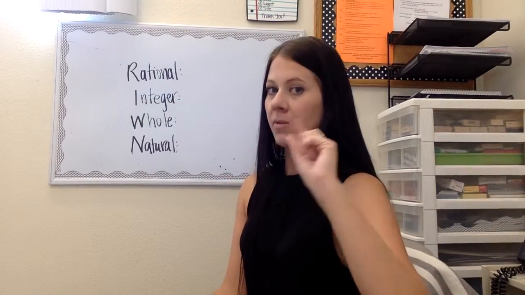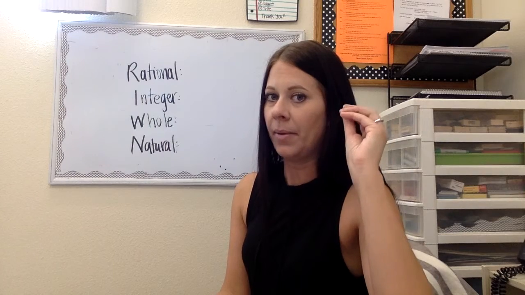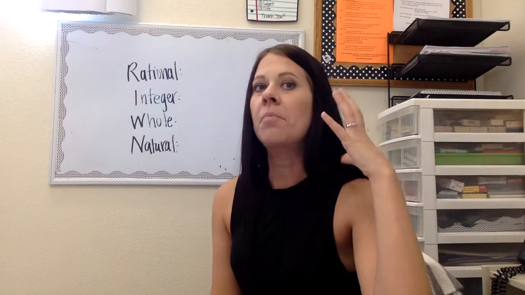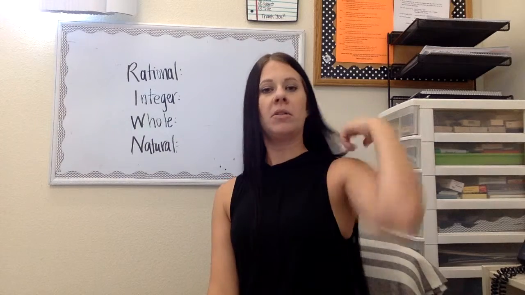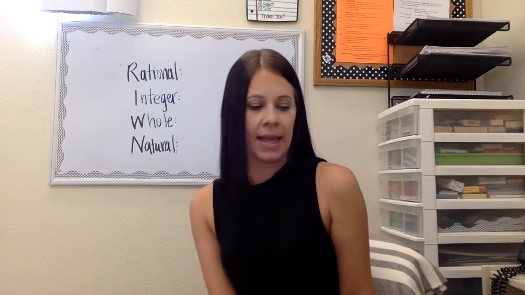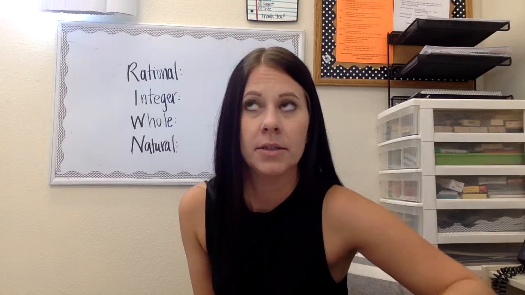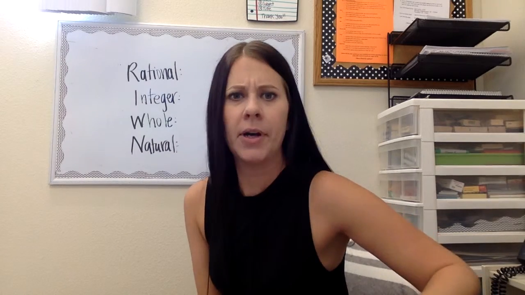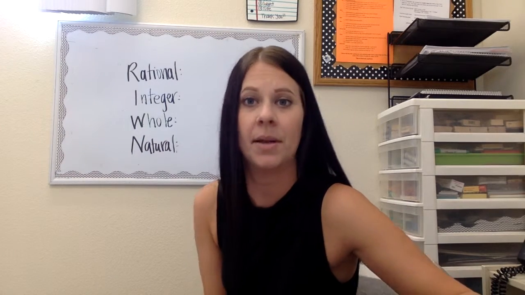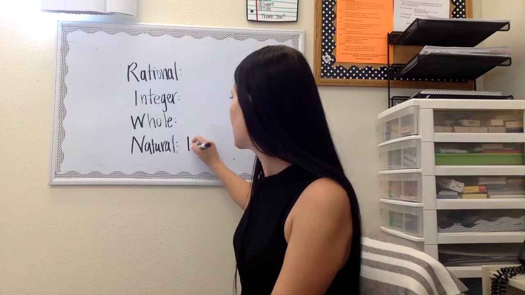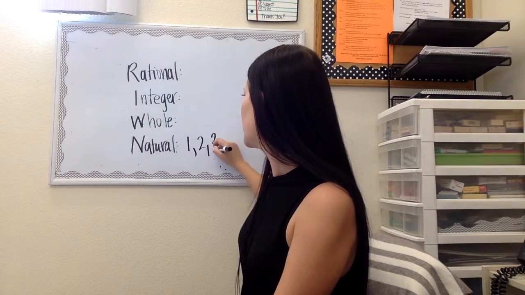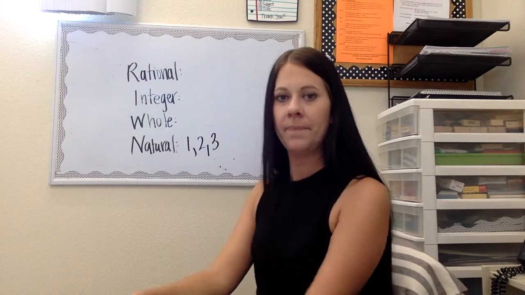If you remember the order, this is what I do. Natural numbers: what are the most simple numbers? They're also sometimes called counting numbers. Think about if you were in trouble and one of your parents said, I'm going to give you till the count of 3. You're like, uh-oh. Do they say 0, 1, 2? No, they say 1, 2, 3, because those are counting numbers. So natural starts with 1, 2, 3, and you can continue that on.